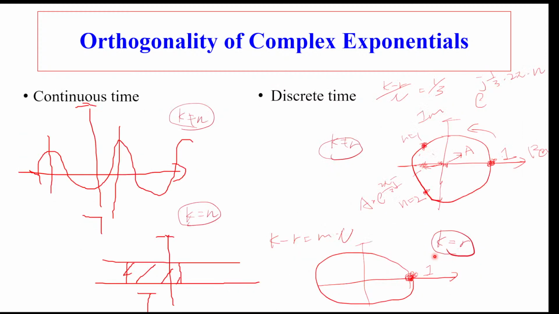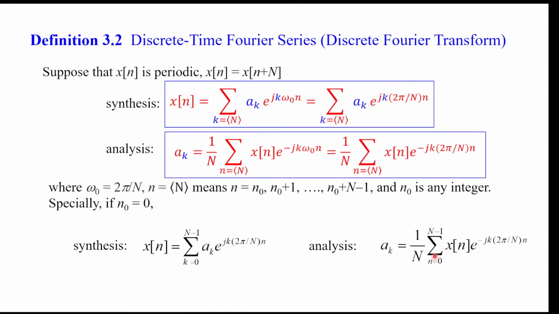Anyway, we now get our synthesis equation and analysis equation for our discrete-time Fourier series. Since they are the most important equations for this subsection, let's read through them once again. The synthesis equation tells you how to get x of n from a sub k. So x of n equals the summation over k in one period of ak e to the jk omega naught n, where you can also write omega naught as 2 pi divided by big N, and big N is the period for both ak and x of n.